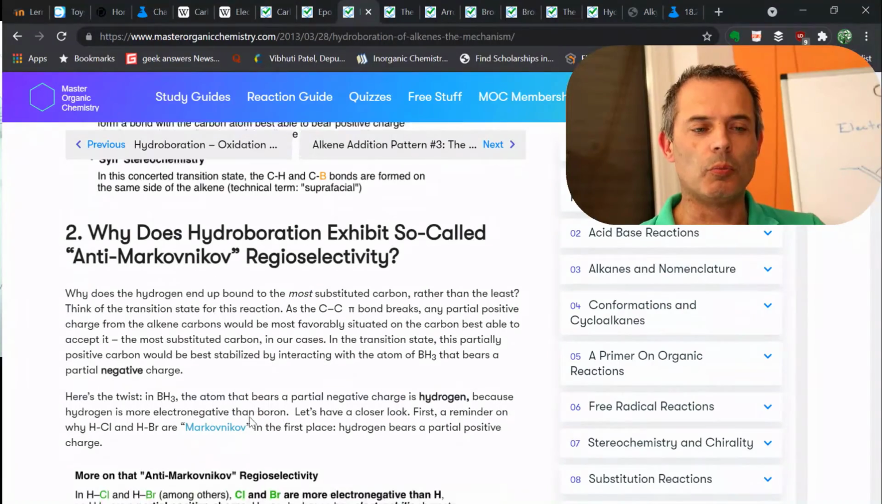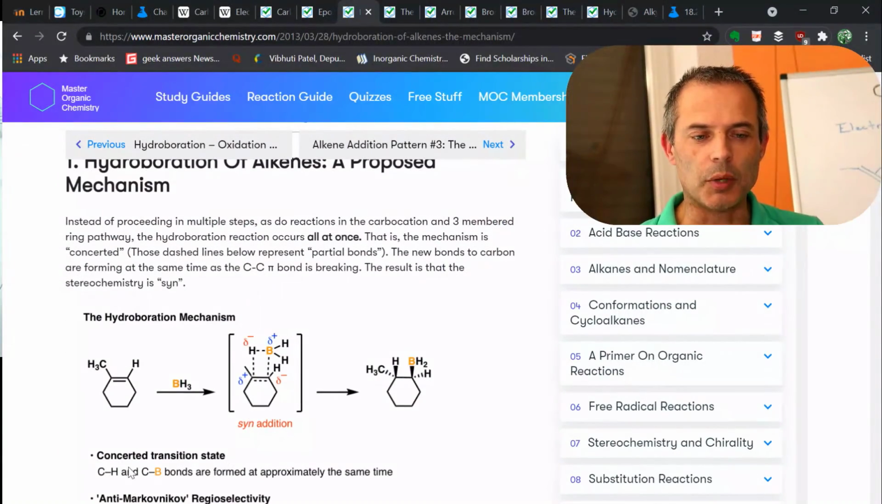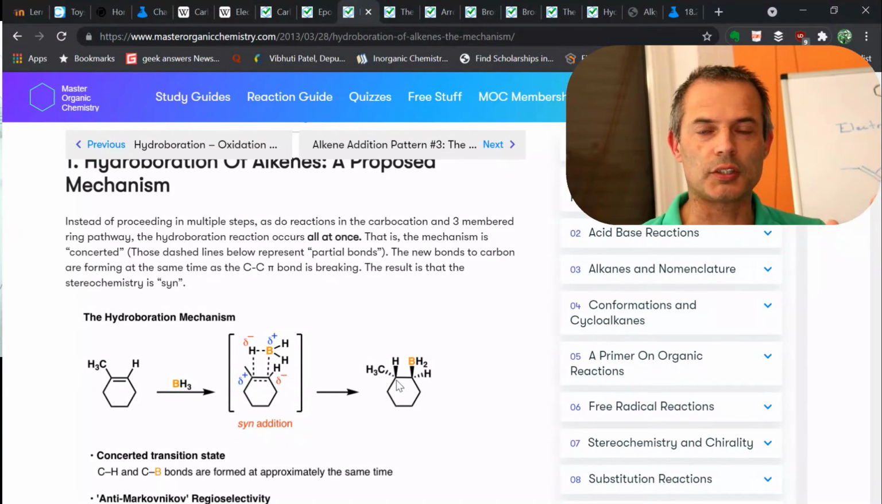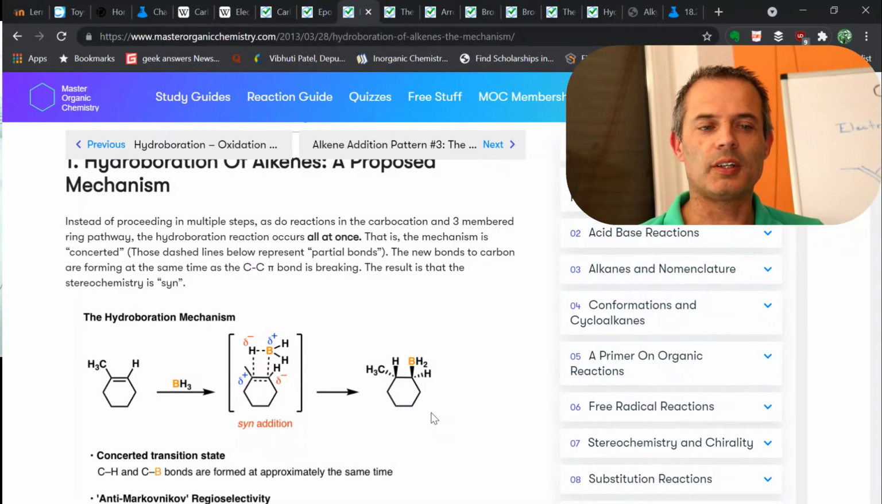anti-Markovnikov. Why? Because then we go to the next stage. Whoops, it's okay, I'll get there in a moment. When we get to the next stage, water will attack this with a normal SN2 and knock it off, and so we will end up with our OH on this carbon and not on this one, which is what we would have expected from Markovnikov's rules. But from the mechanism, it still makes sense, which is another reason why I prefer to think about the mechanism than to think about the rules.